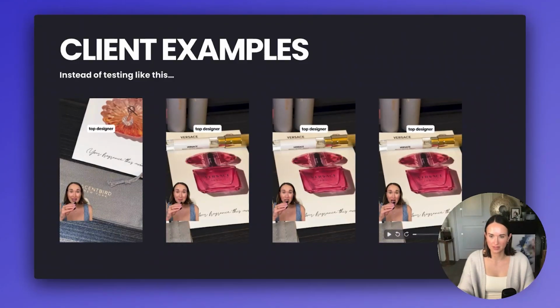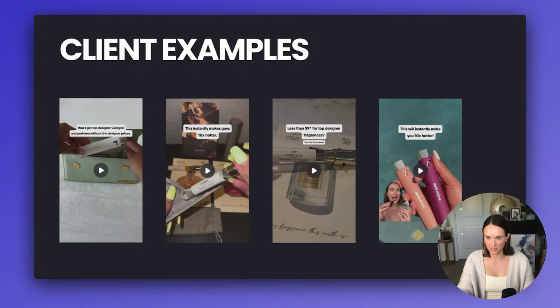All goes into the same sales sequence at the 2 to 3 second marker versus these 4 wildly different versions.